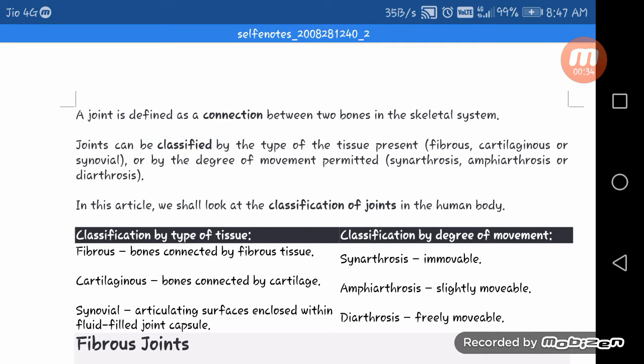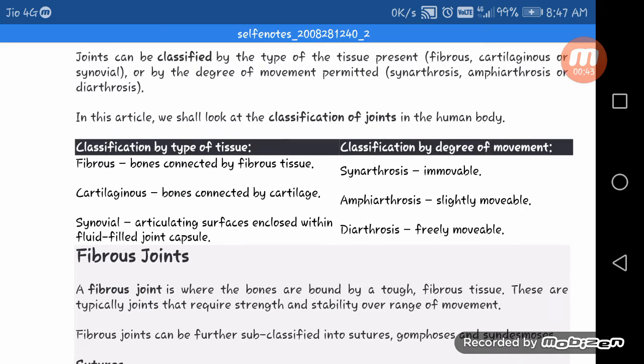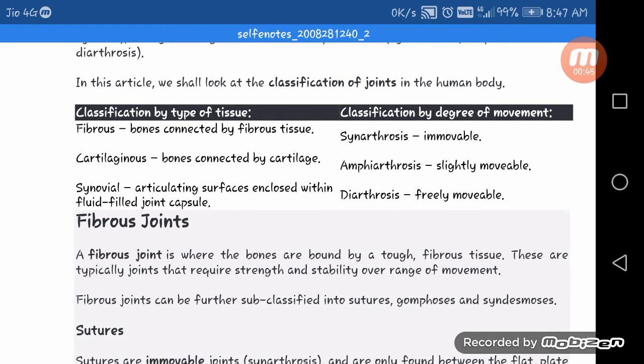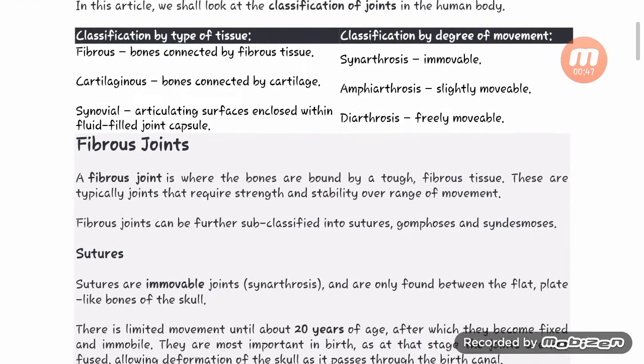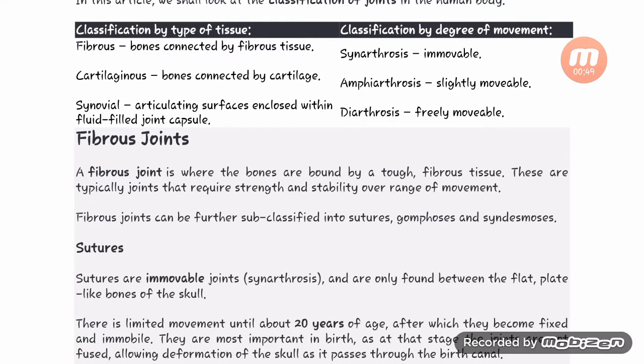Synarthrosis, amphiarthrosis, or diarthrosis. In this article, we shall look at the classification of joints in the human body. So, classification by the type of tissue and classification by degree of movement.